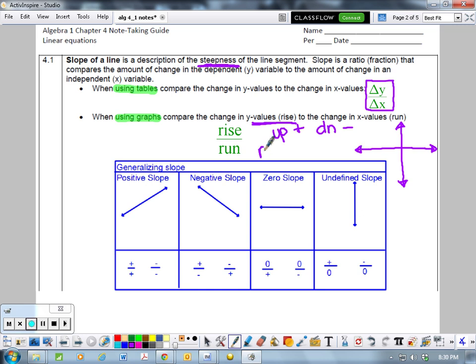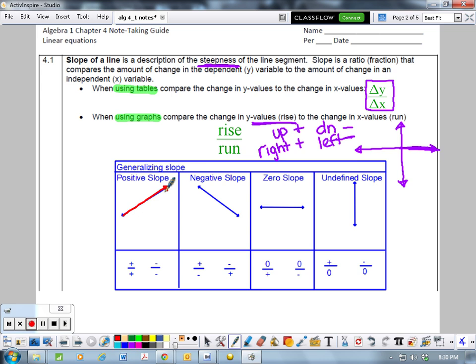Now, if we're going to the right, it's going to be a positive value, kind of like as my x-axis moves to the right, it's positive numbers. And as I move to the left, it's negative values. And so we're going to use that to help us find our slope. One of the rules we use is that just by looking at it, you can get an idea if it's positive slope, negative slope, or what.